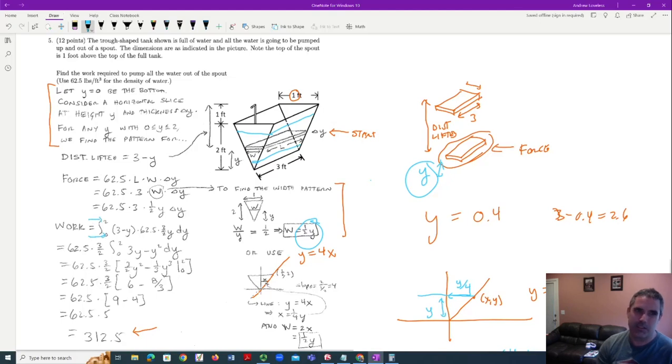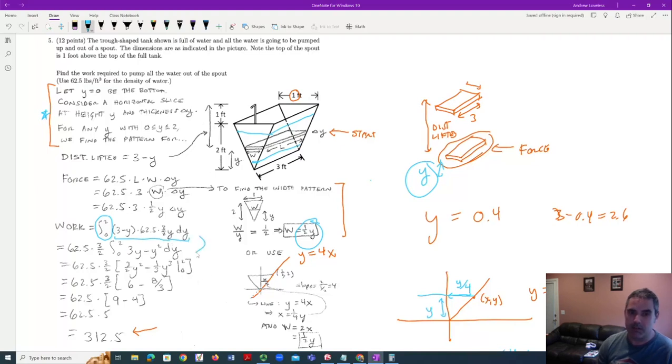Some people are still mistakenly trying to say 0 to 3, but there is no water starting between 2 and 3. You say, well, isn't it pumped up there? But that's already accounted for in here. Again, the pattern we're finding is based off of water starting at that value of y. So this is always going to be where your water starts, and then this is the pattern for what you're doing with those slices.